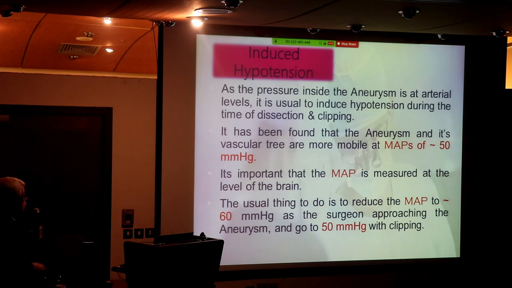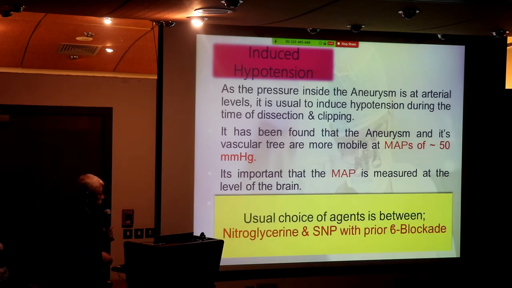At around 50 millimeters of mercury, it is important that the mean is measured at the level of the brain, especially if you take it from the transducer. With each centimeter the reading drops, so if it is 20 centimeters below the patient's brain level, all your readings will be false. You have to check that the transducer is at exactly the same level as where the surgery is going on. The usual thing is to reduce mean arterial pressure to 60 millimeters of mercury as the surgeon approaches the aneurysm and go to 50 with clipping. It is much easier for him and he will have a very good view.